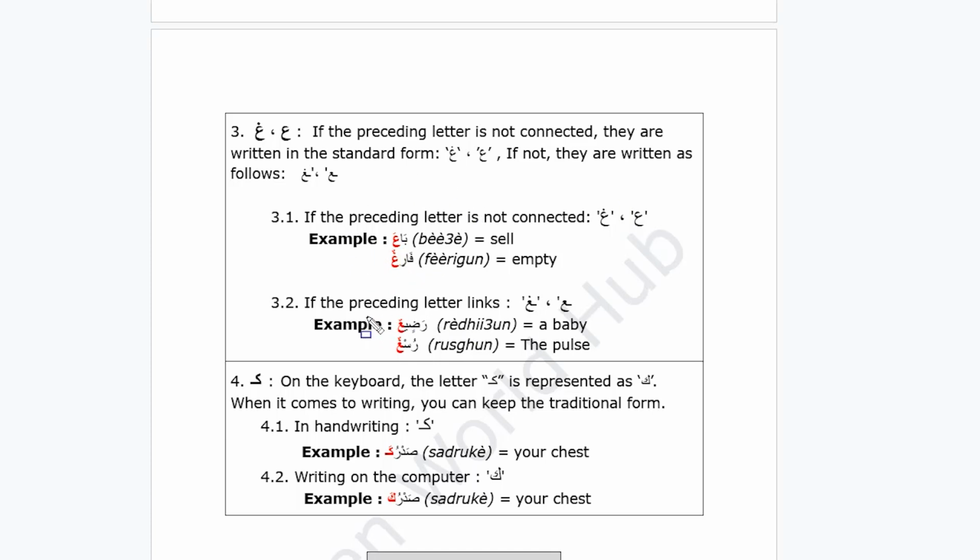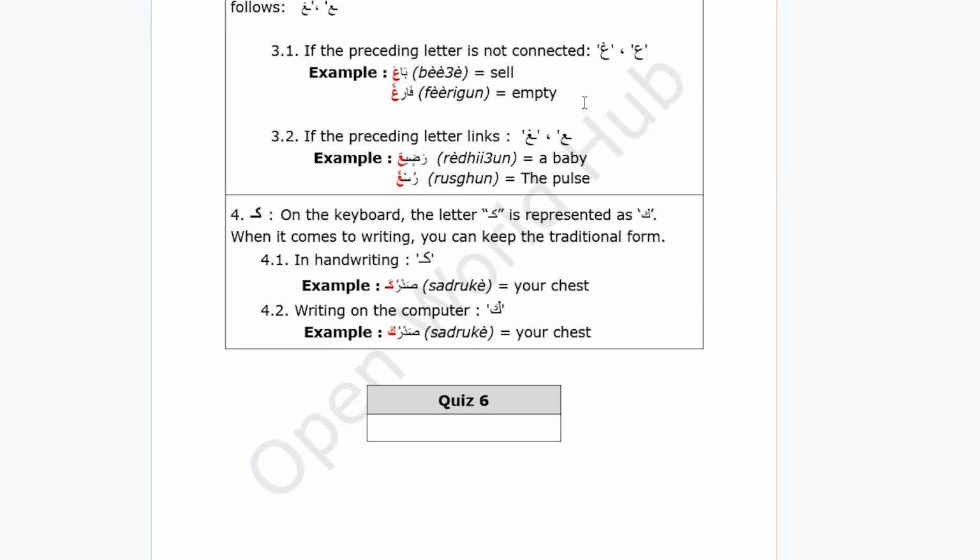On the other side, when the preceding letter is linked, for example, Radi'un, here we have Ya before, so I will write A like this form and Ra like this form if the letter that comes before is linked at left. Those are the letters that change at the end of the word and don't follow the standard form.